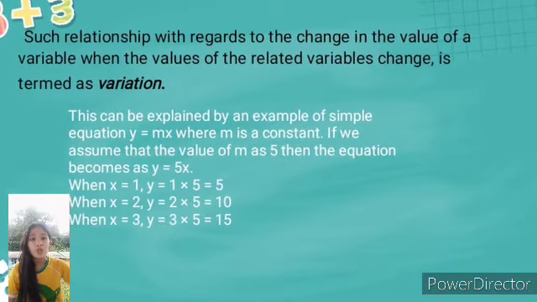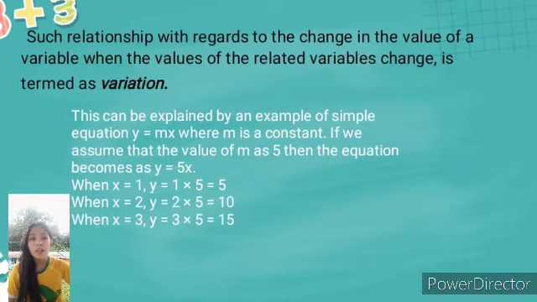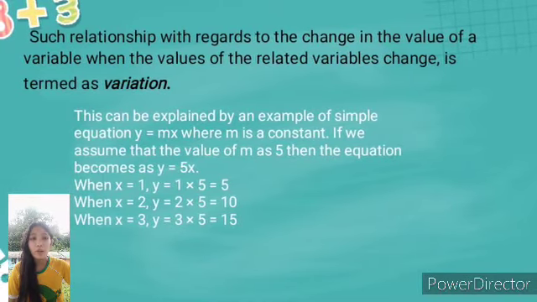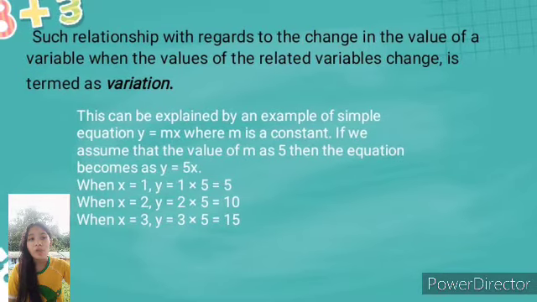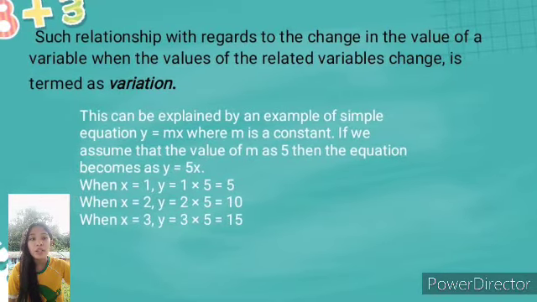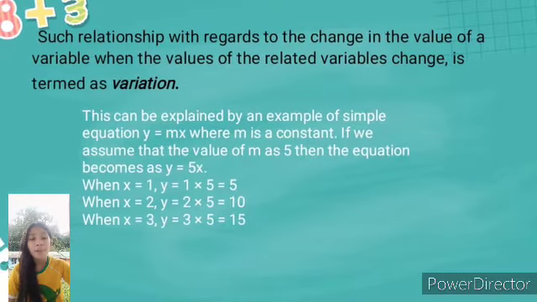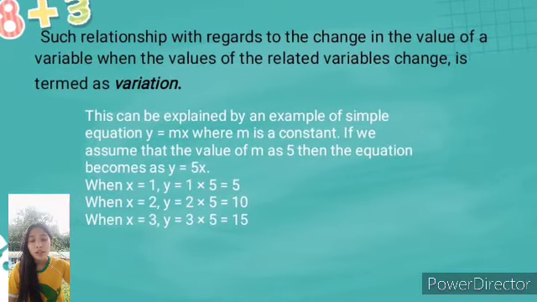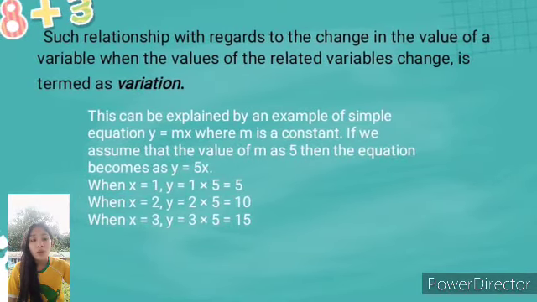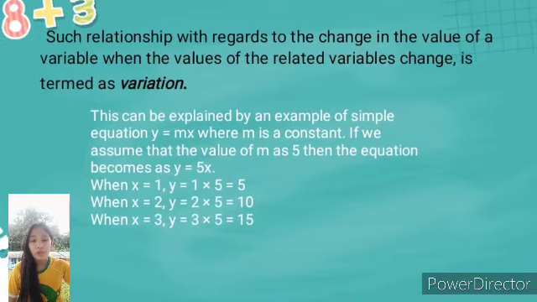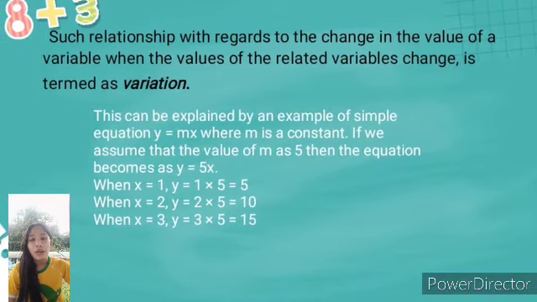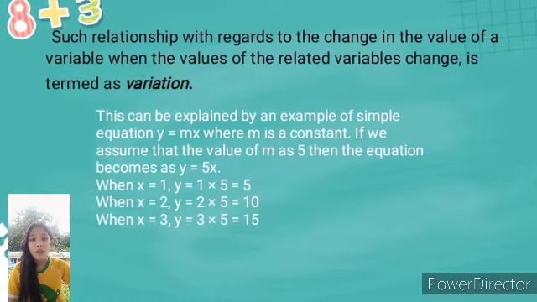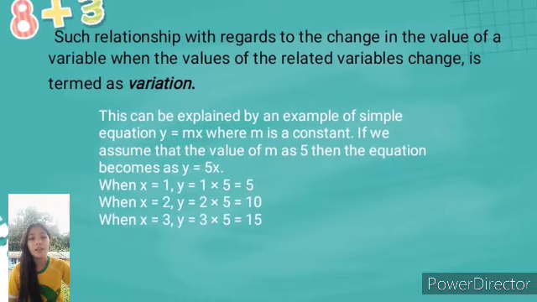constant. If we assume that the value of m is 5, then the equation becomes y equals 5x. When x equals 1, y equals 1 times 5, which is 5. When x equals 2, y equals 2 times 5, which is 10. When x equals 3, y equals 3 times 5, and it is equal to 15.